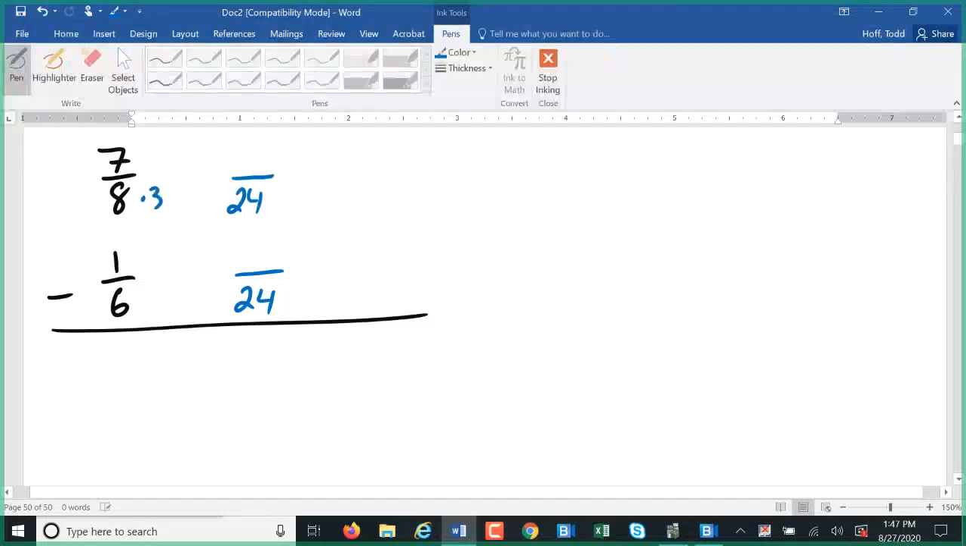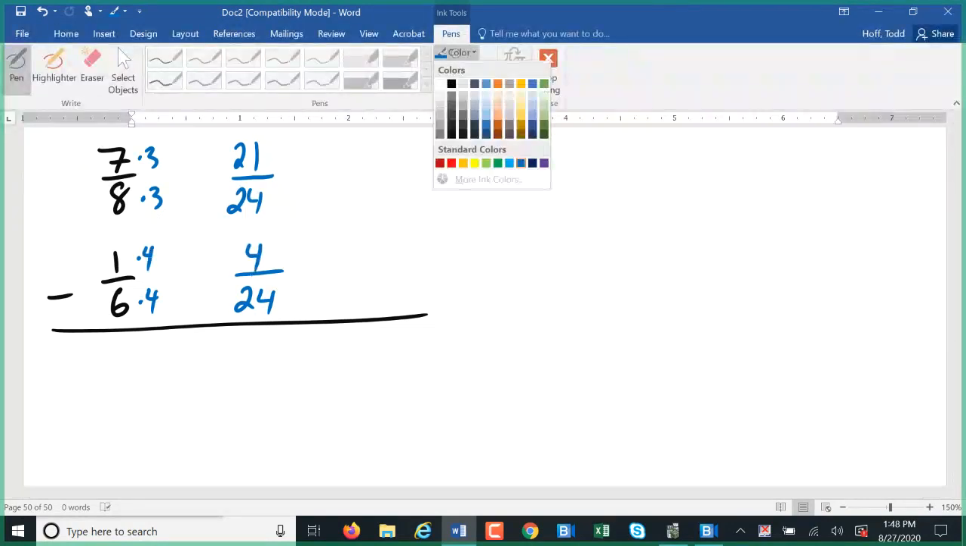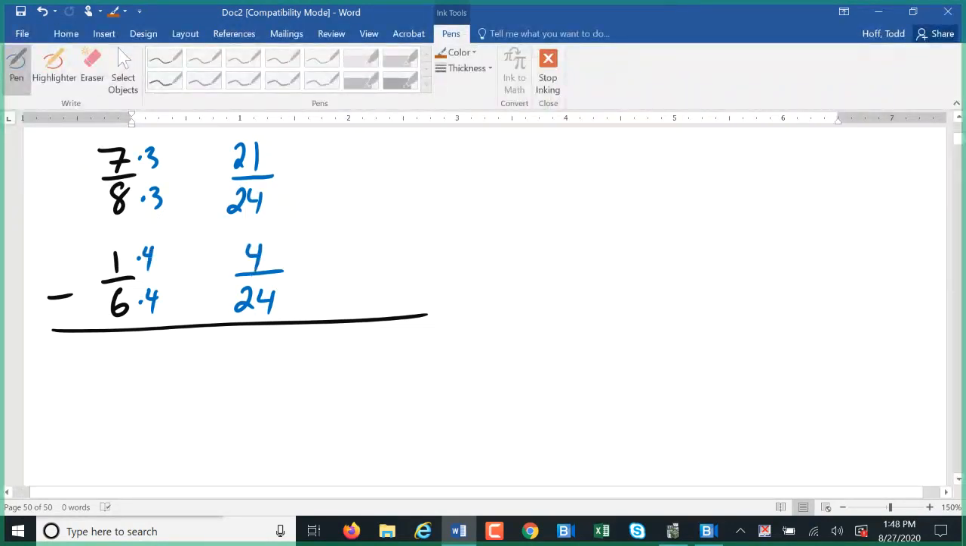8 times 3 makes 24. We do 7 times 3 is 21. 21 24ths. 6 times 4 makes 24. So 1 times 4 is 4. 4 24ths. And now we're subtracting and not adding. So we still combine the counts, but it's 21 minus 4 makes 17. And we keep the same name of 24.